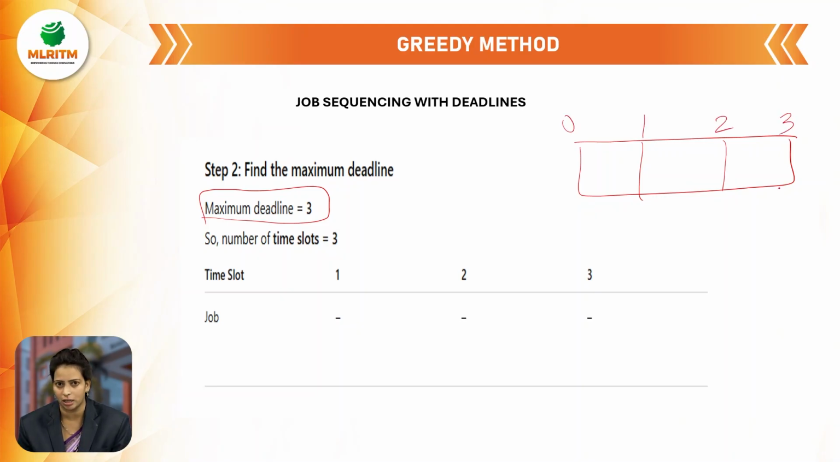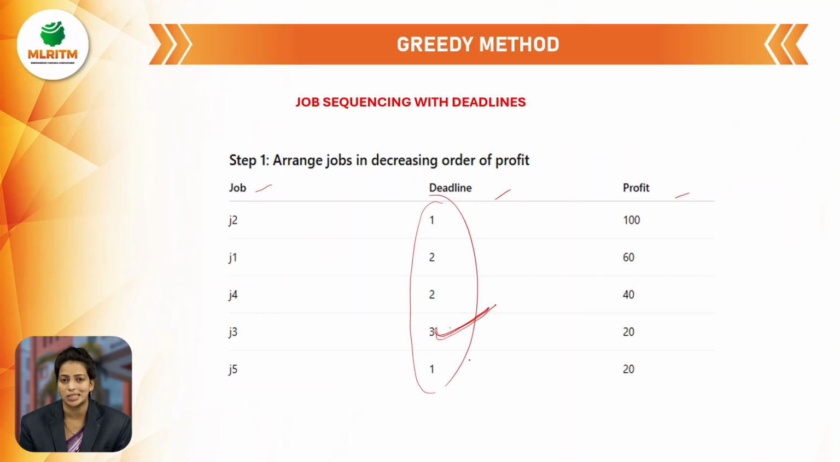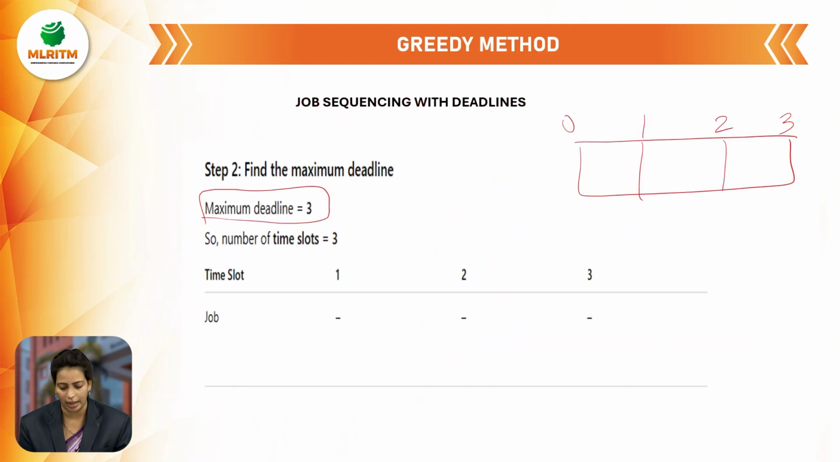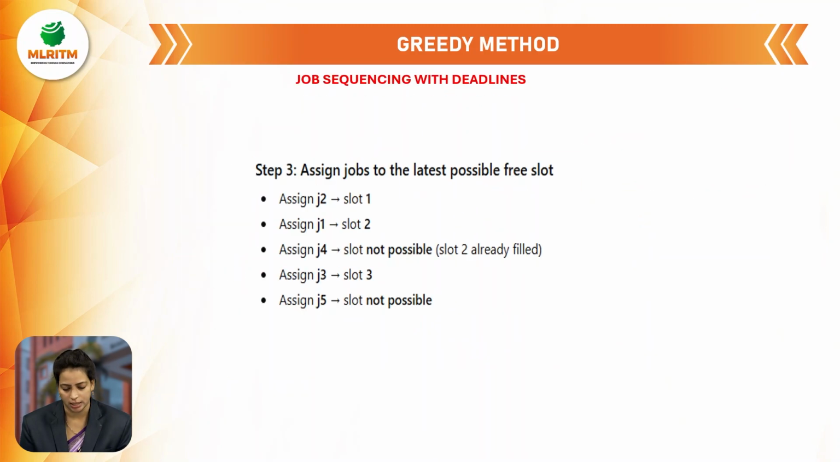Total how many slots here? 3 slots. Those slots are based on which criteria? Whichever deadline is the highest, we consider that deadline as the maximum time slots. Okay, right? Next, assign jobs to the latest possible free slots.